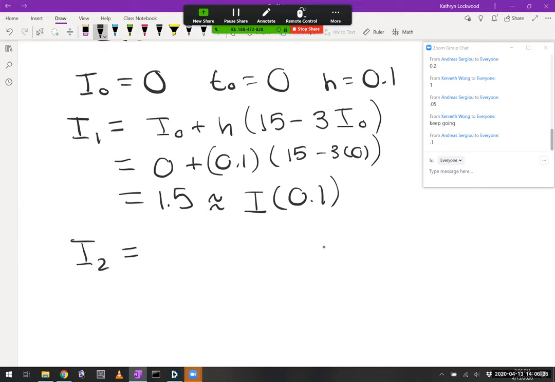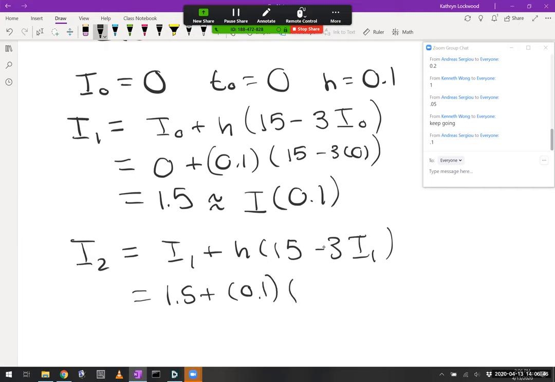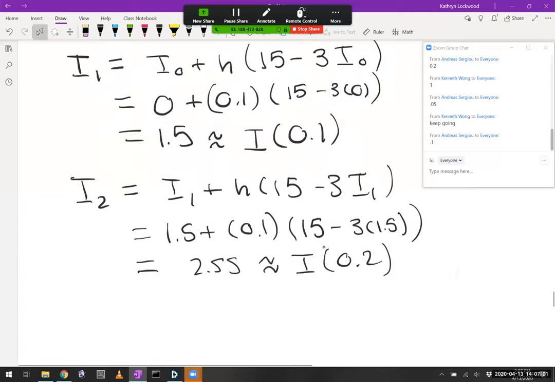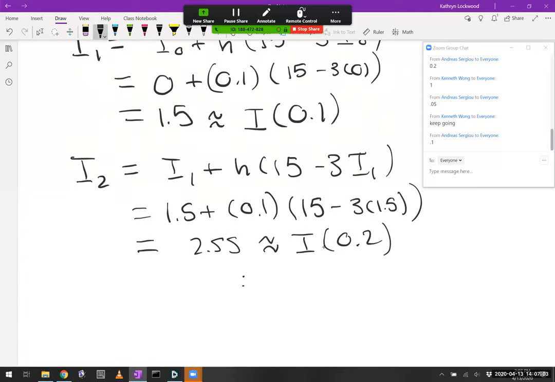Let's do it again. I2 relies on the previous one, so we'll plug in I1, the 1.5, same step size, and calculate that out to be 2.55, which is giving us an estimate on the current at 0.2 seconds. All right, we need to repeat this a bunch of times. If I skip to the end.